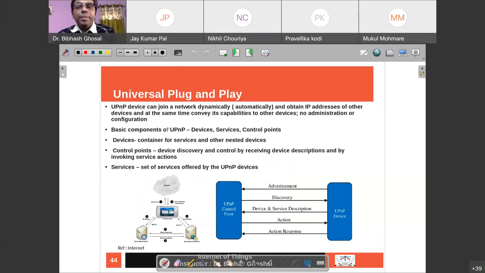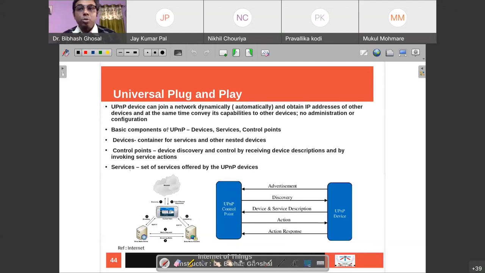The second mechanism is universal plug and play, where a device automatically obtains the IP address. As you see, there's already a network in place. Another device wants to get connected to the network, but you just cannot start using other devices, you cannot communicate. You have to make yourself identified in that network. And for that, you need some kind of addressing. So it obtains the IP address the moment it joins.